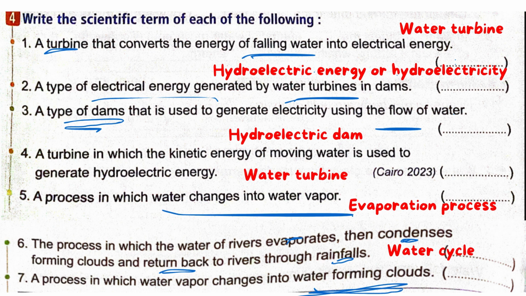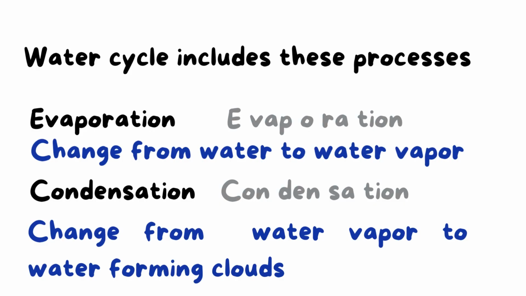And we have the last question, a process in which water vapor changes into water, forming clouds. So this is when the water vapor changes into water, so the water vapor condenses. Yes, so this is the condensation process. Condensation.